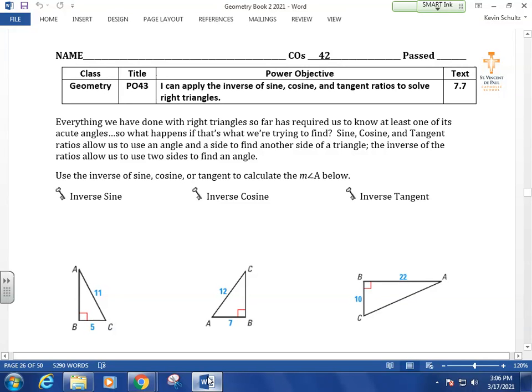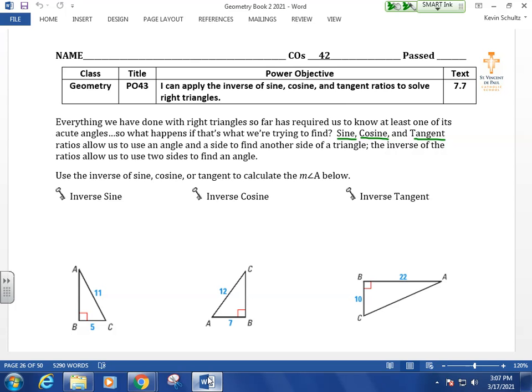Hello and good day, Geometry, here with you for an emotional lesson because it is our last lesson dealing with right triangles. PO43, the last lesson of Unit 7, talks about the inverse of sine, cosine, and tangent. In PO42, we learned what those buttons on your calculator mean: sine, cos, and tan. And we learned that knowing an angle of the triangle, other than the right angle, and knowing one side, you can use these ratios to solve for the other parts.